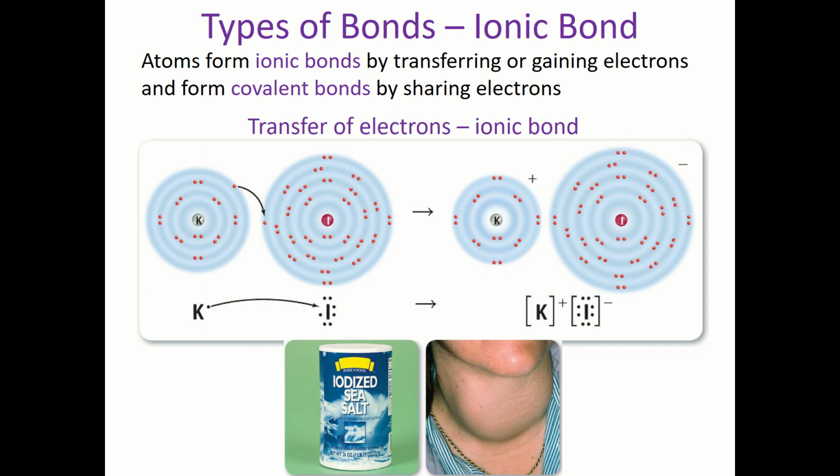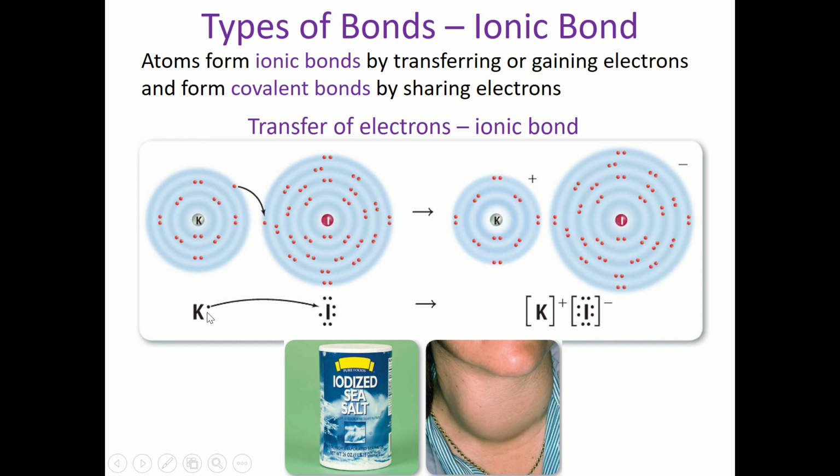So both of them are not stable, as we mentioned in the last lecture. So the potassium wants to give away 1 electron, and the iodine wants to gain this 1 electron. So they make an ionic bond, right? So as you can see, the potassium turns into a plus ion and the iodine turns into a minus ion, right?